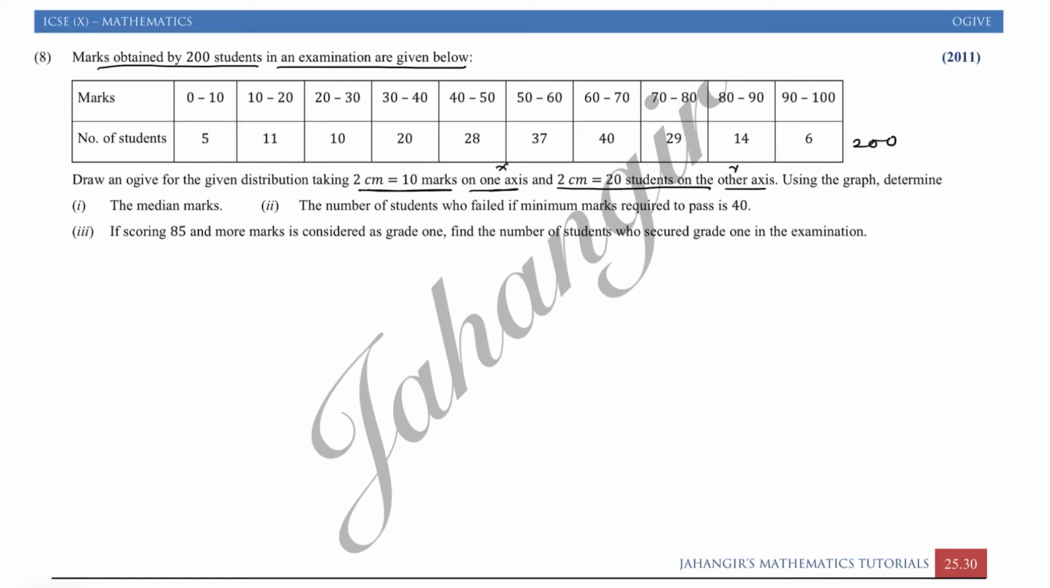Using the graph, determine the median marks, and the number of students who failed if the minimum marks is 40. If scoring 85 and more is considered as grade 1, you have to find how many students scored above 85, or how many students scored grade 1. So it's of similar type.